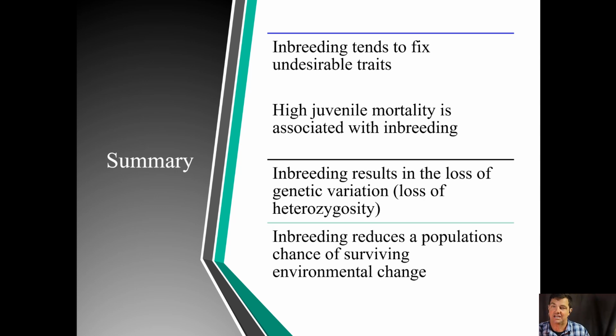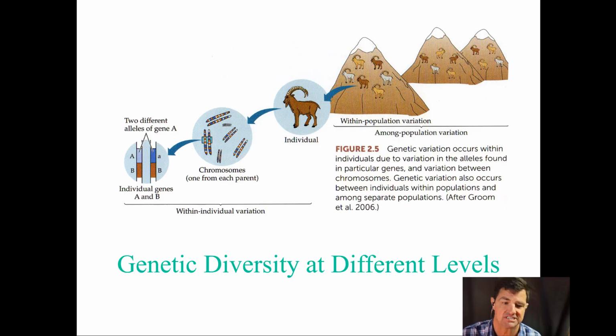So in the case of cheetahs, high juvenile mortality is occurring, and that's also associated with inbreeding. And inbreeding results in the loss of genetic variation, the loss of what we call heterozygosity. Inbreeding also reduces a population's chance of surviving environmental change. Genetic diversity can be seen at many different levels. The lowest level is if you have two different alleles, and that's kind of what we were just talking about. So if you have an allele A or allele B and it codes for some particular trait, that's the genetic diversity at an allele level.